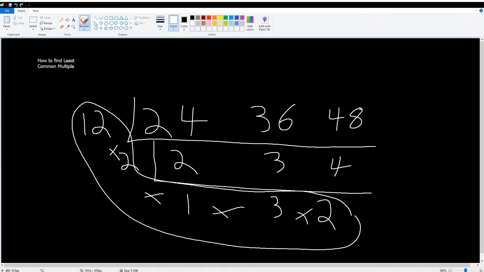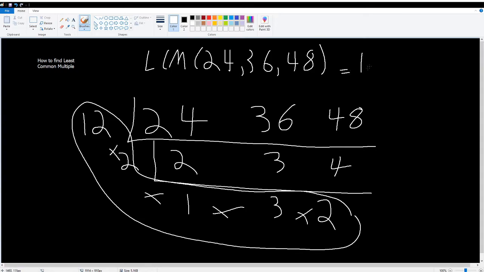It's going to be 12 times 2 times 3 times 2. So 2 times 3 is 6, okay? 6 times 2 is 12. 12 times 12 is 144. So LCM of 24, 36, 48, right, is equal to 144.